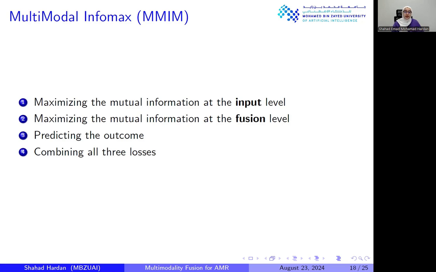And the third part is predicting the outcome. So we have 3 different losses: one from maximizing mutual information at the input level, one from maximizing mutual information at the fusion level, and the third is the prediction loss. We combine all these 3 losses and we try to reduce the loss for a better performance of the model.